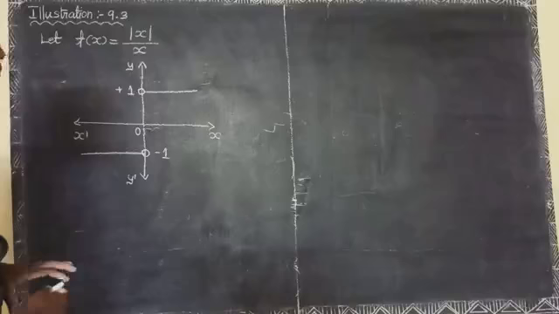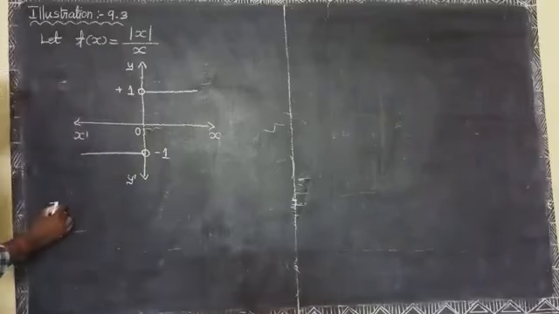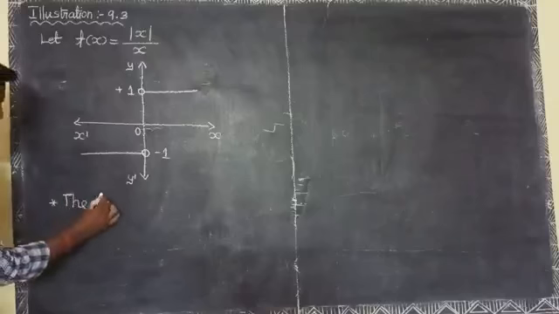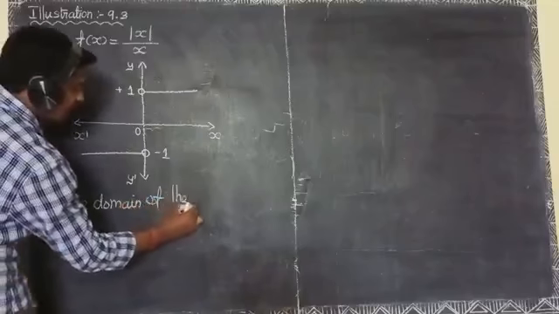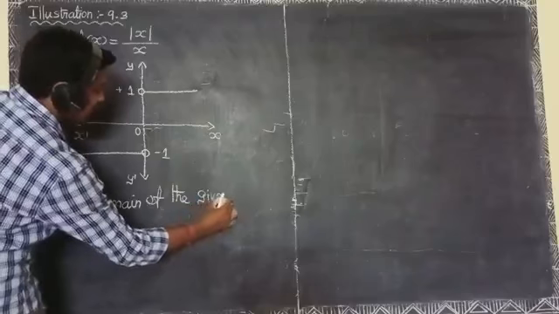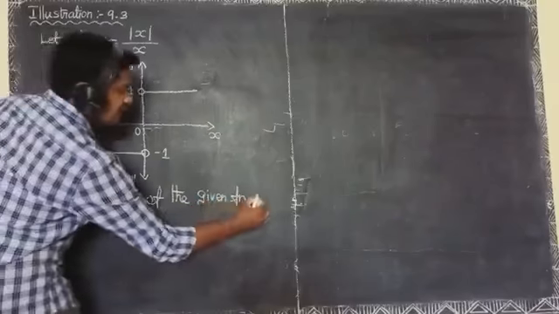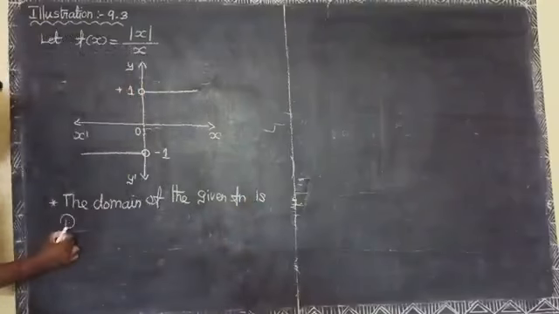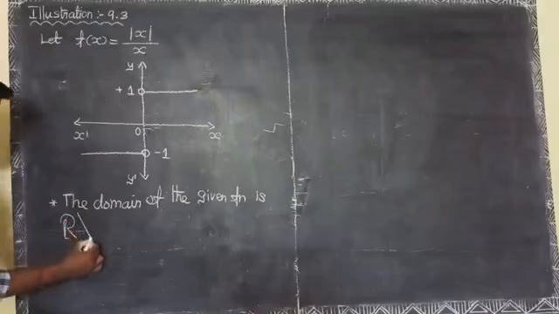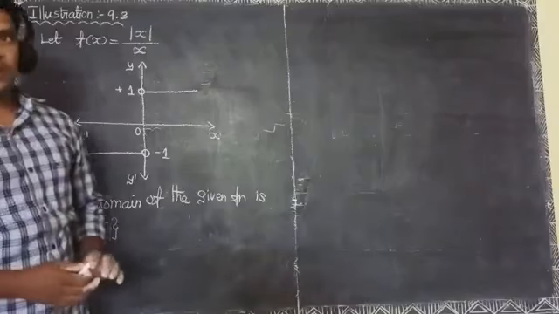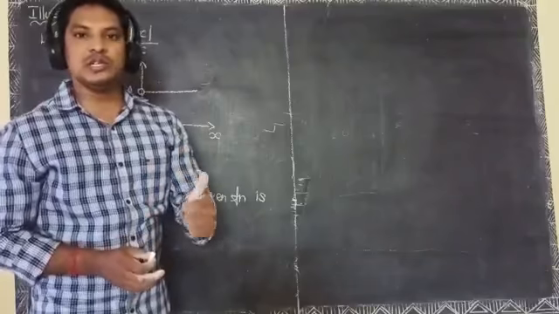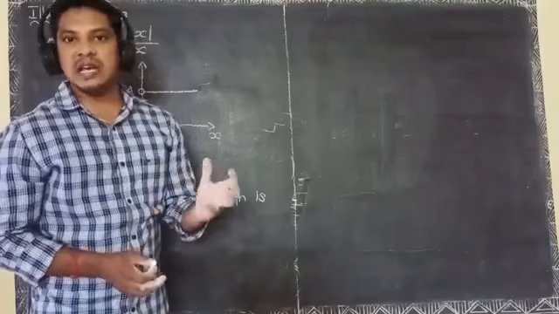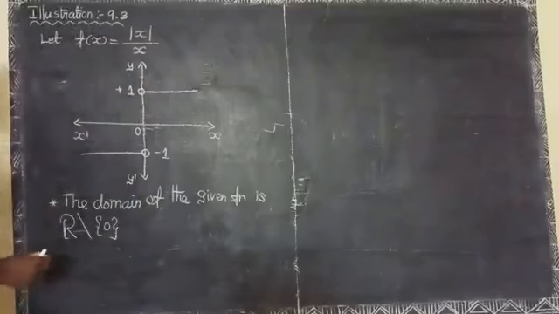Here the domain of the given function is real numbers except 0. Now we check at x equal to 0 whether the function's limit exists or does not exist.